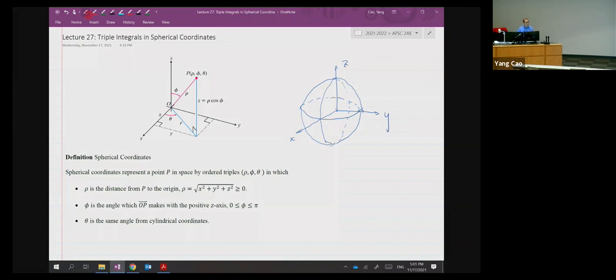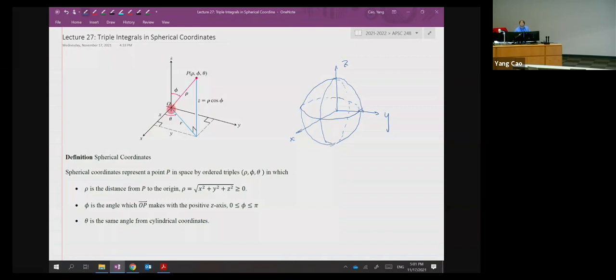Let's continue on the spherical coordinates for triple integral. Here's a quick review of what spherical coordinates are. This is what we did at the end of the previous lecture. Spherical coordinates refer to three brand new coordinate variables, rho, phi, theta, and they are defined in the XYZ reference frame.